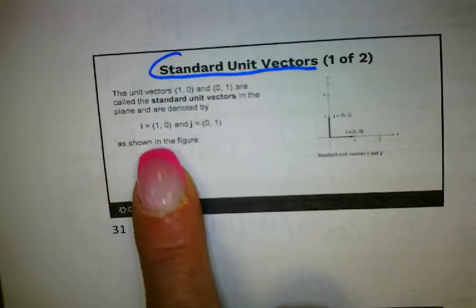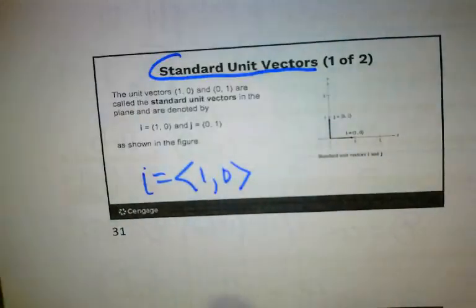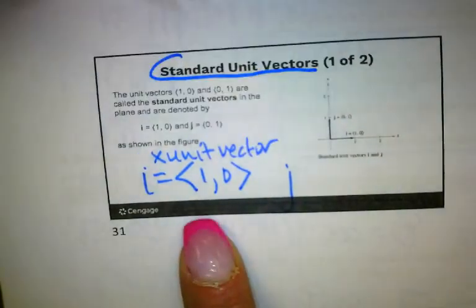Vector i is the x unit vector, and j is the y unit vector. It is the ordered pair (0, 1). Don't go left or right, just go up 1. And these are pictures of them.